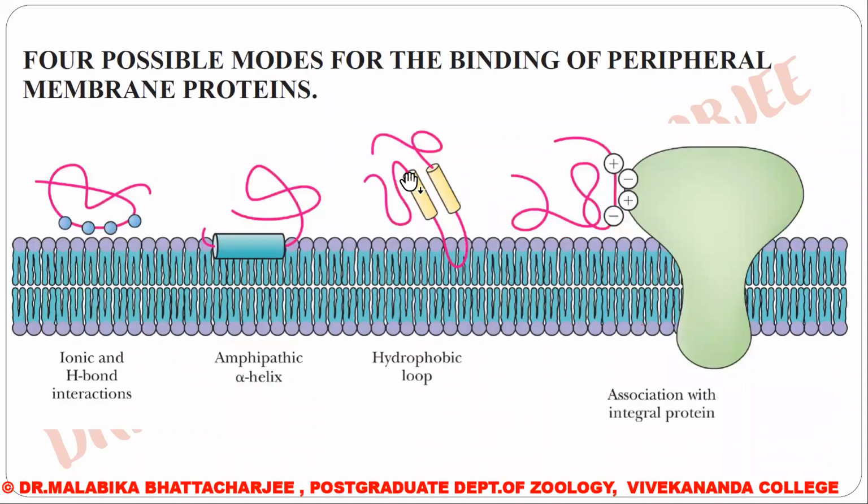And these are the 4 possible modes for binding of the peripheral membrane proteins. Now we are coming to the proteins. If you remember, I said that the proteins can be of 2 categories: one is integral and the other is peripheral. Peripheral membrane proteins can bind with the phospholipid bilayer by hydrogen bonds and ionic interactions. They can form amphipathic alpha helices, they can form hydrophobic loops, and they can remain associated with the integral proteins. This is how the peripheral membrane proteins remain attached to the plasma membrane.